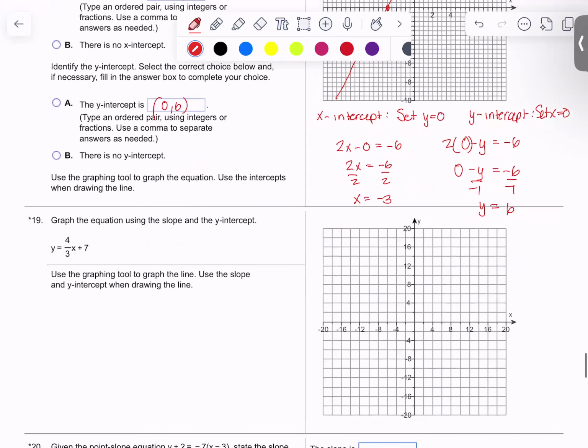Graph the equation using the slope and the y-intercept. And I said the grid above was the one that was difficult. It's actually this one that's difficult because the y-intercept is 7. The constant is the y-intercept. So it's 0, 7. And the slope is 4/3.